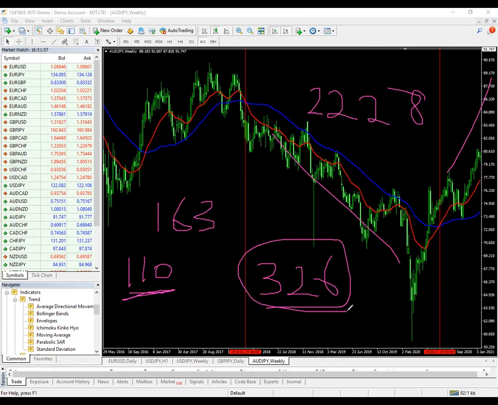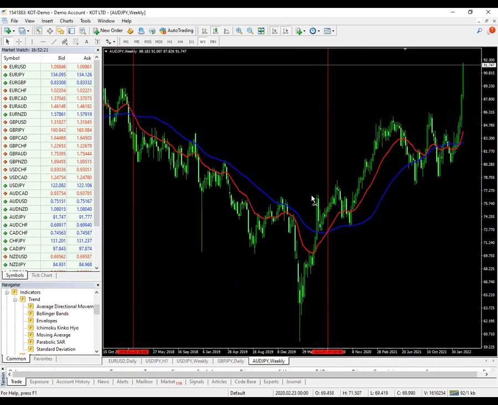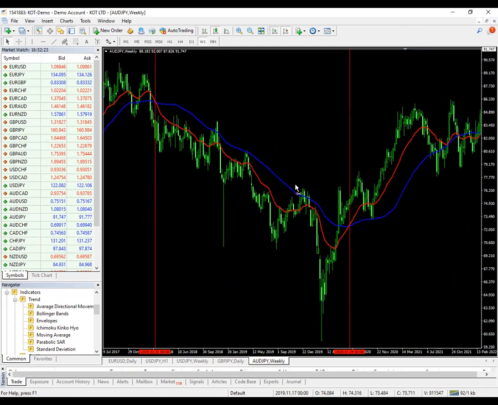$326. Okay. $326 on just $100. So in a year, if you make $326 on just your $100, will you say that Forex trading is not a good venture? I'm sure you cannot say that. So those who trade for the prop firms, this is what they do.